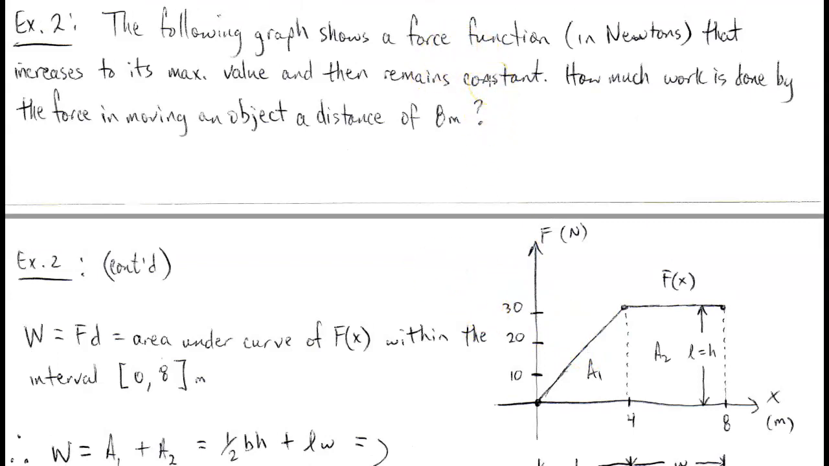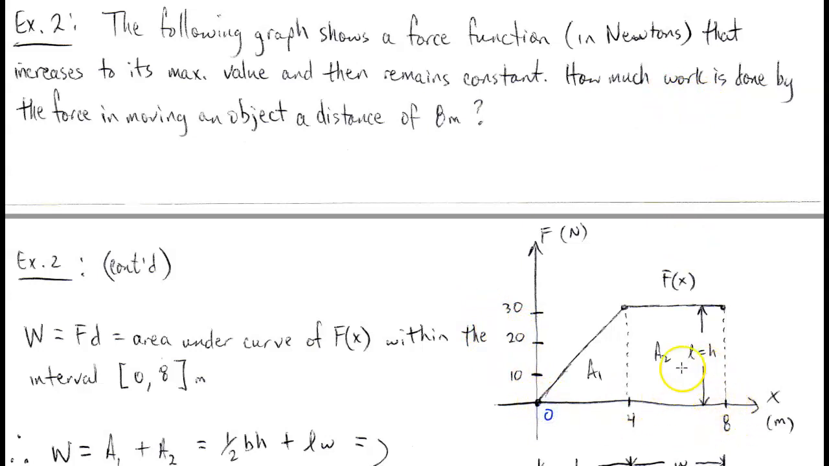Now for example 2, the following graph that I'm showing you is the graph of some force function, big F of x. The force increases at a linear rate for a certain amount, and then it goes constant. Once it reaches its max value, it's going to remain constant. We want to know how much work is done as the distance traveled goes from 0 meters to 8 meters.